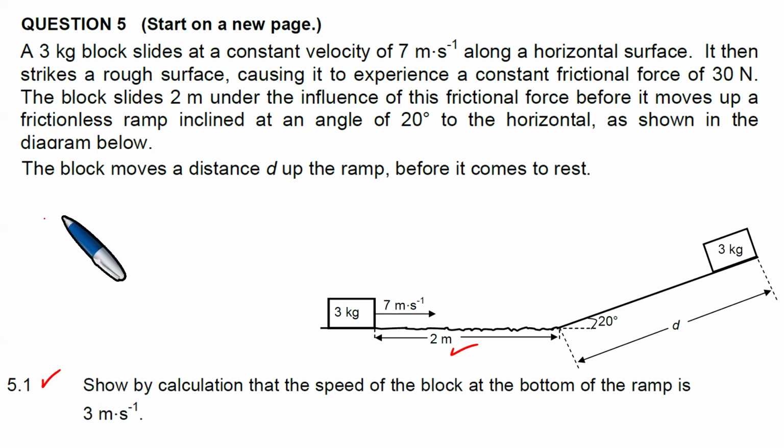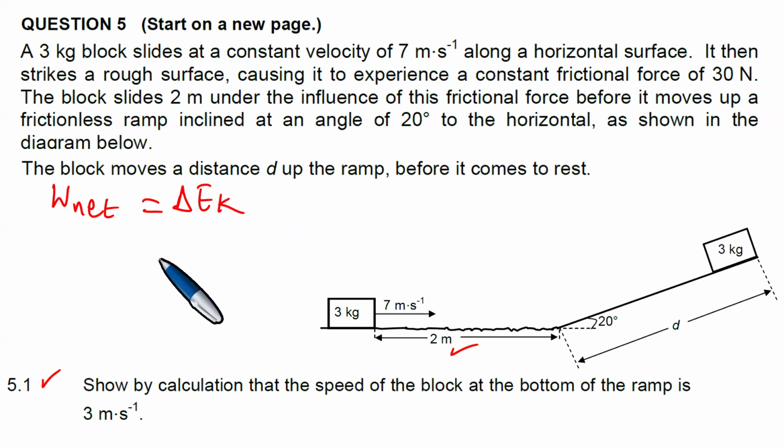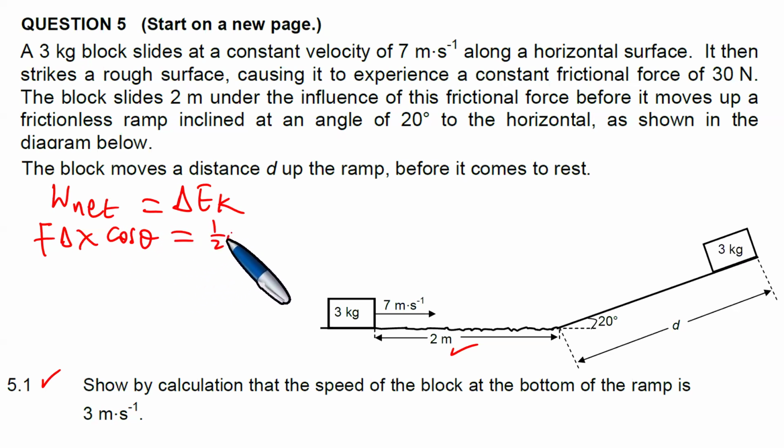So we're doing 5.1 and we're going to use W net. W net equals the change in the kinetic energy. What is the W net? It is F delta x cosine theta, which is half m v final squared minus v initial squared.